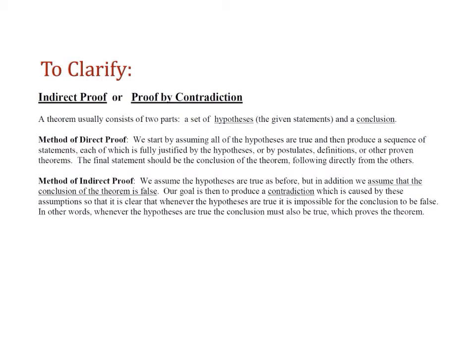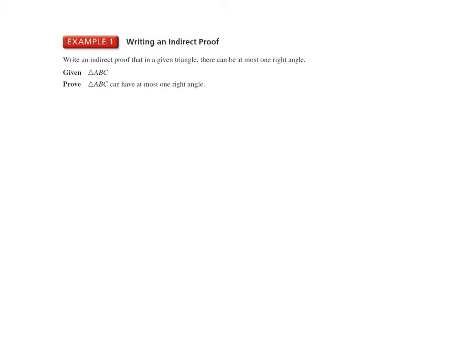So for an indirect proof, we're just assuming still that the hypothesis is true, but in addition, we're assuming the conclusion's false. And our goal is to produce a contradiction which makes it clear that whenever the hypothesis is true, it is impossible for the conclusion to be false. In other words, whenever the hypotheses are true, the conclusion must also be true, which proves the theorem. So let's see this indirect proof in action.